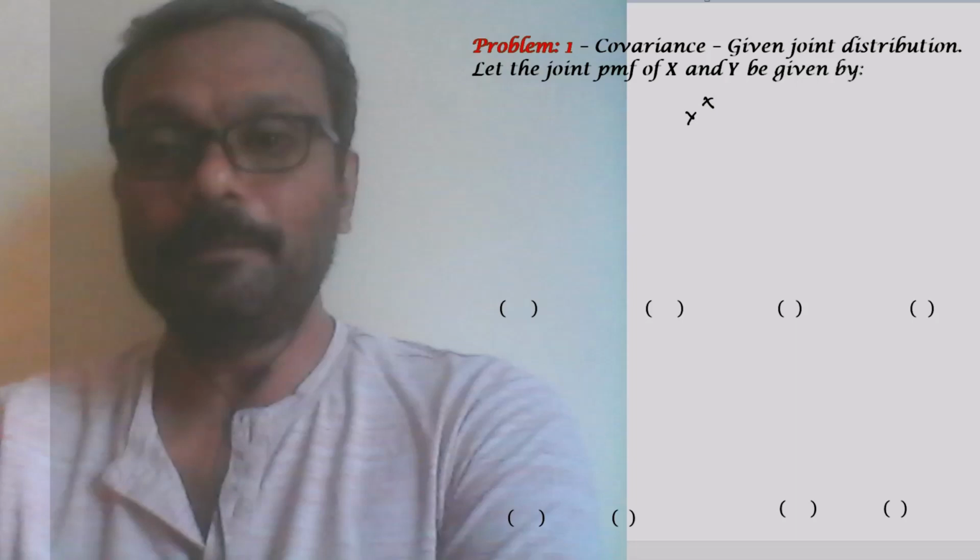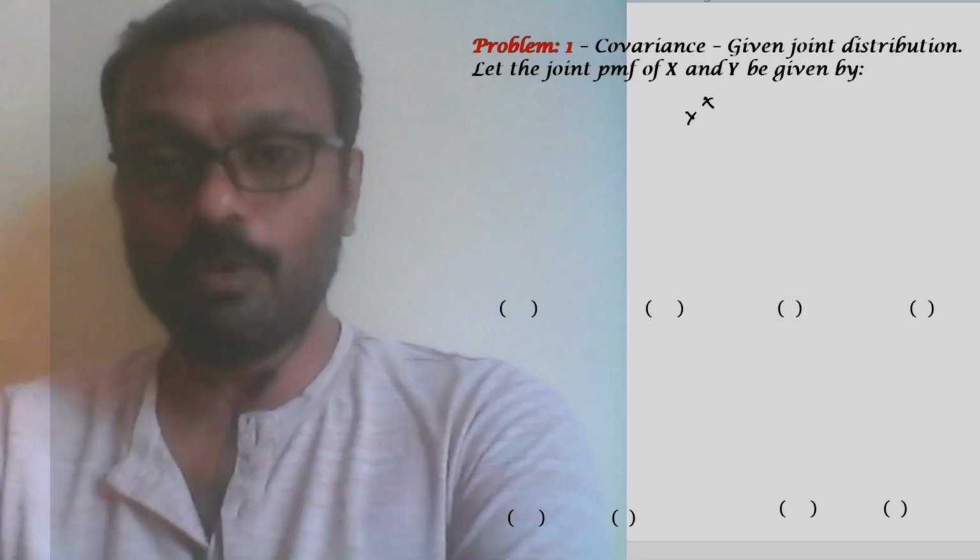Now let us discuss two problems based on this covariance. The first one would be the problem based on two-dimensional discrete random variable.